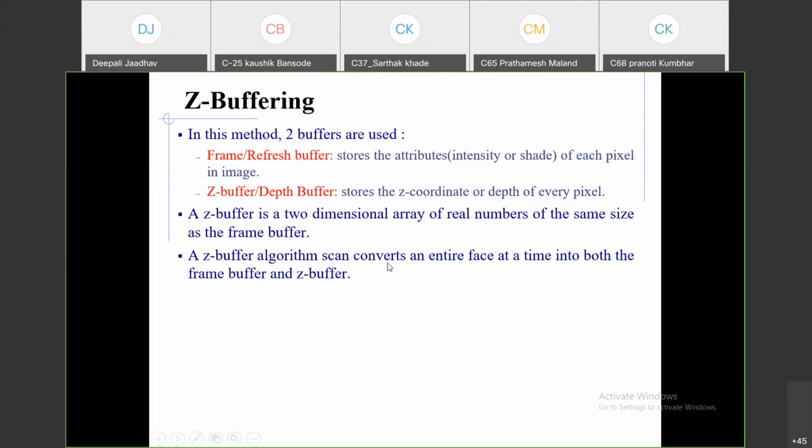A Z buffer algorithm can convert the entire face at a time into both the frame buffer and the Z buffer. In this algorithm, the frame buffer and Z buffer are both used and change their values. One value is stored in the frame buffer, and at the same time, that pixel's Z coordinate value is stored in the Z buffer. The depth of every pixel is stored in the Z buffer.